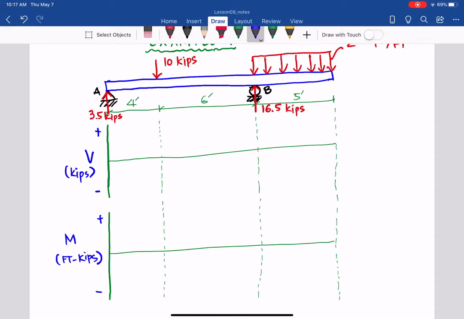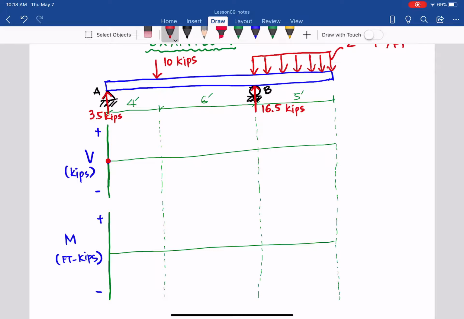So from that, let's start with the shear diagram. It always starts with shear and always starts from the left. So from the left, it always starts with 0. Always keep that in mind: always start from the left, always start with 0, always start with the shear diagram.